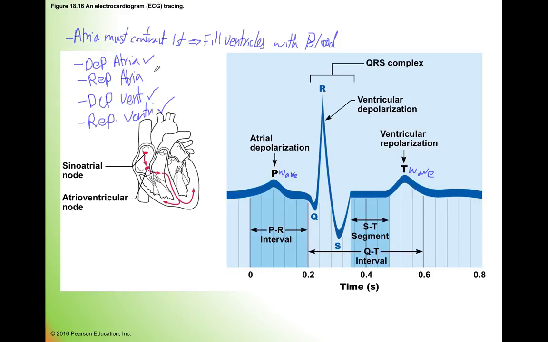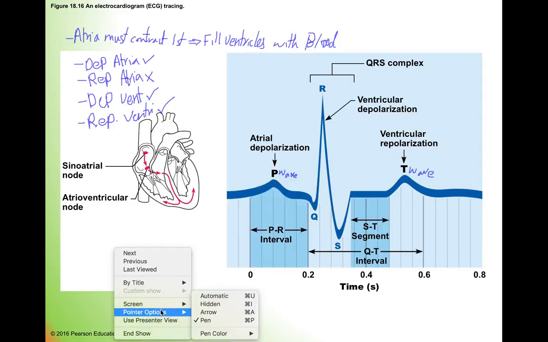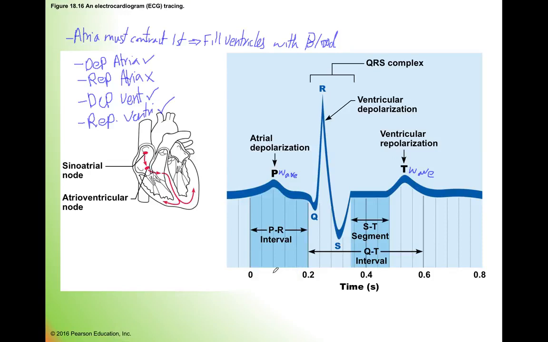Notice that we are missing the repolarization of the atria. And the reason for this is that it's not that your atria does not repolarize. That's a wrong assumption. It does repolarize, but that repolarization phase happens during this part, which means that atrial repolarization is overshadowed by what? Your QRS complex.